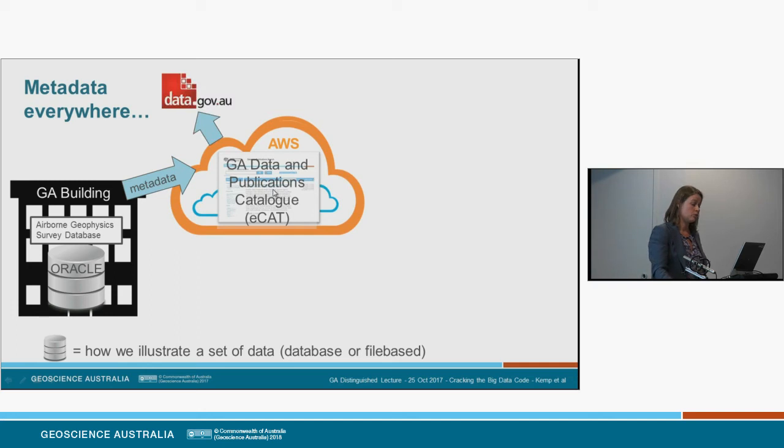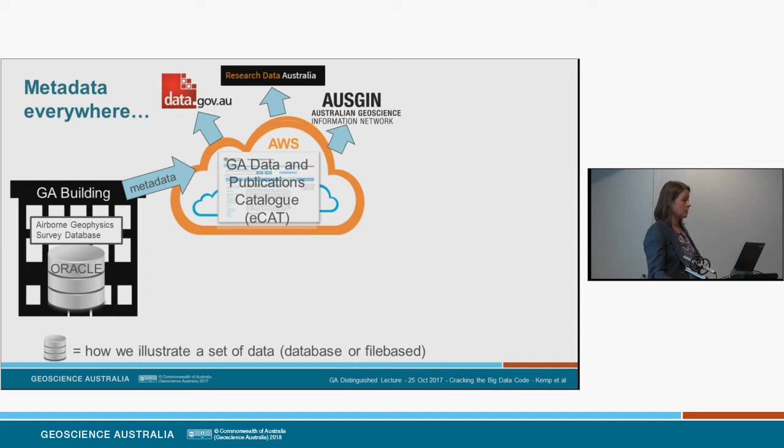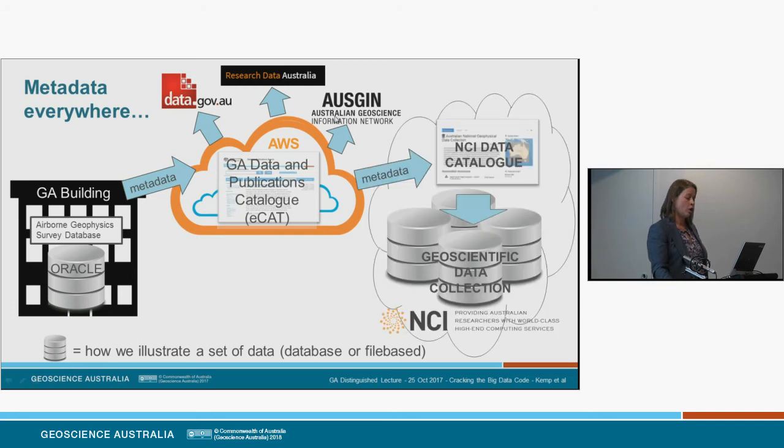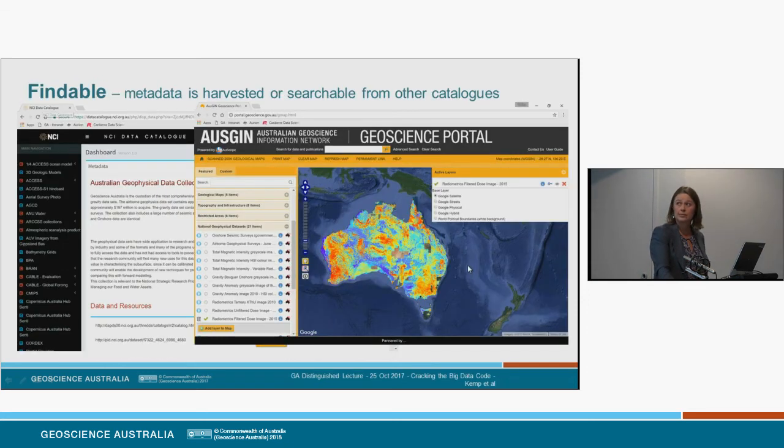We then managed to push, as a bonus, that metadata out to a number of other catalogues as well: data.gov.au, Research Data Australia's catalogue, which is the ANZ catalogue, AusGen, but also over to the NCI's data catalogue, which then sat on top of the NERDIP platform, of which the Geophysical National Collection is one of those data sets. And so this was really easy to demonstrate straight away.